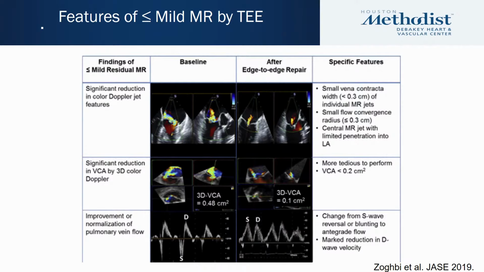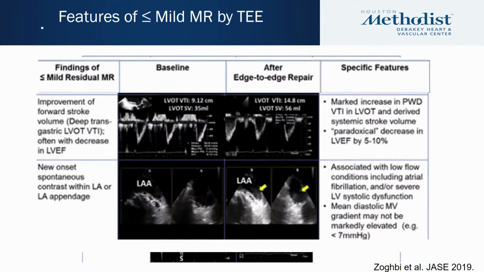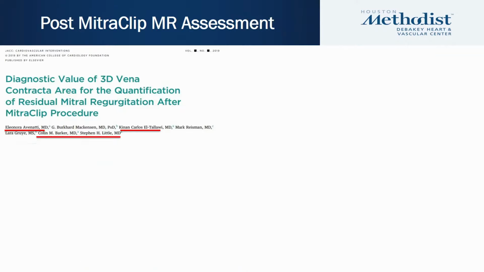Features of mild MR or less by TEE include significant reduction in color Doppler jet features, significant reduction in vena contracta by 3D color, and improvement or normalization of pulmonary venous flow. Additional features include improvement of forward stroke volume from the deep transgastric views, and new onset spontaneous contrast within the left atrium or the left atrial appendage.